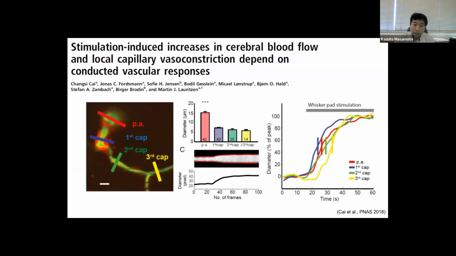This paper nicely shows that vasodilation induced by neural activity starts from the capillary area. This blue color shows the initial response to the whisker stimulation, and later this dilation spreads to the higher penetrating arteriole. This is a cross section of the cortex, and the dilation also spreads to the second and third capillary. So the signal spreads along the vasculature, but we want to know how the signal first evokes the capillaries.